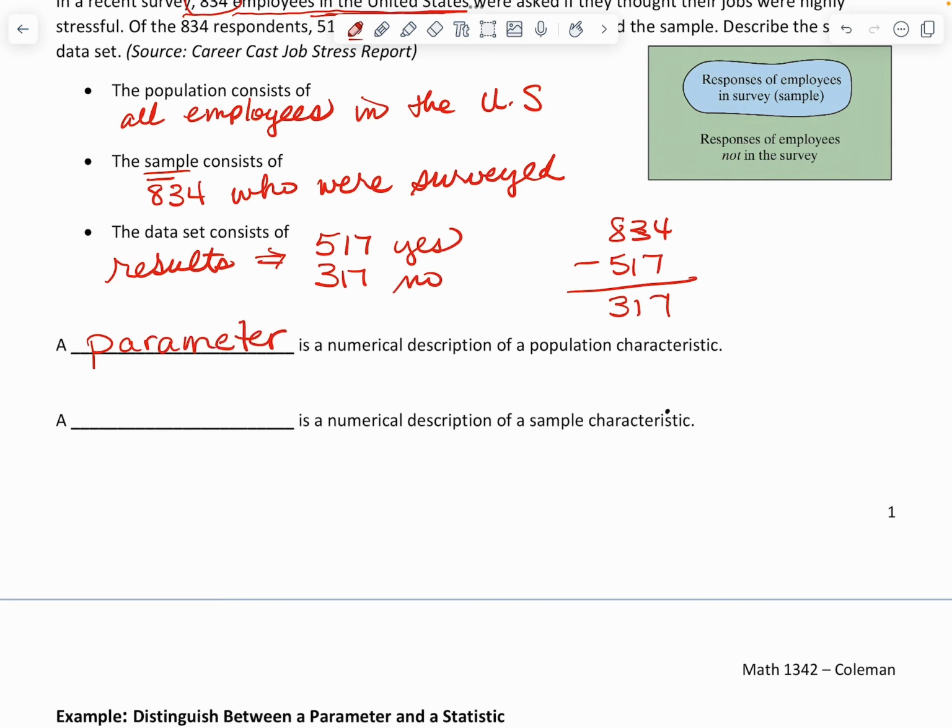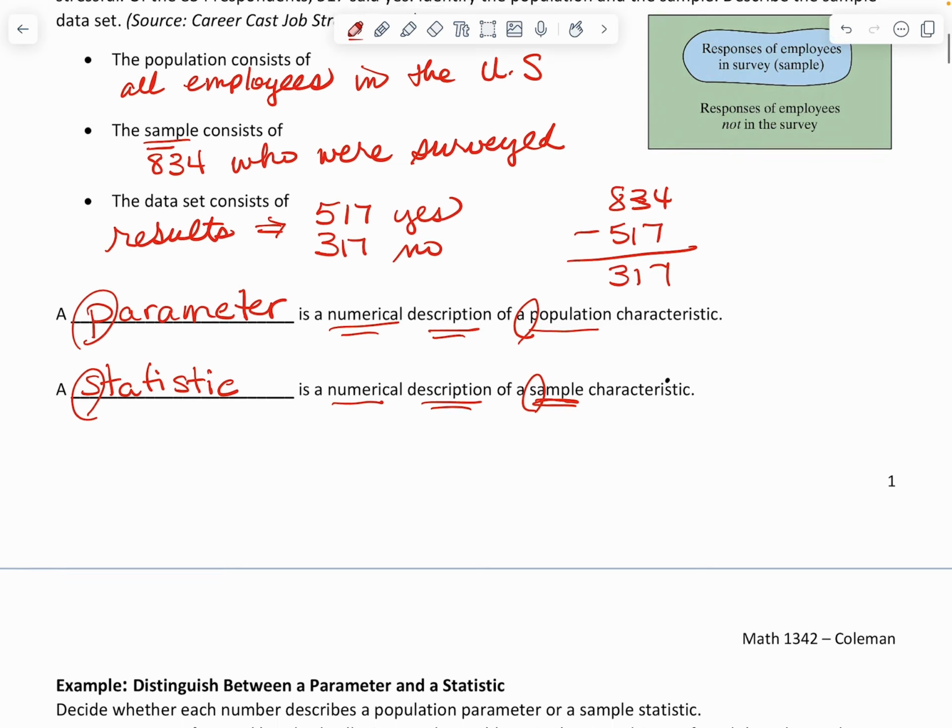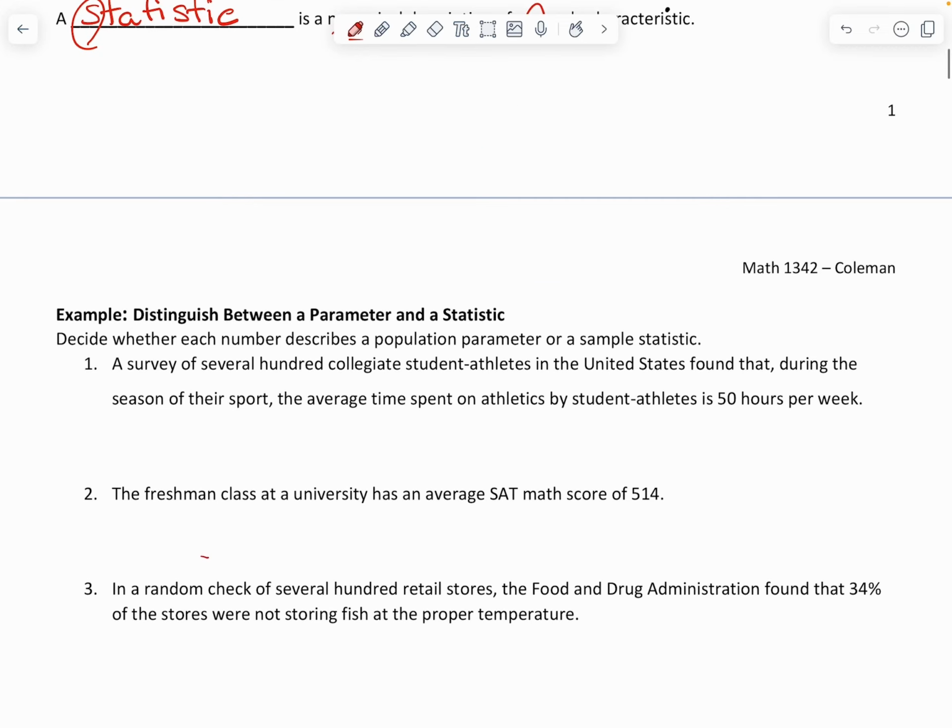A parameter is a numeric description of a population characteristic, and a statistic, without the S, the statistic is a numeric descriptor of a sample. So P for population, P for parameter, S for sample, and S for statistic. So if we're talking about the entire population, we call that a parameter. If we're talking about just a sample, we call that a statistic.